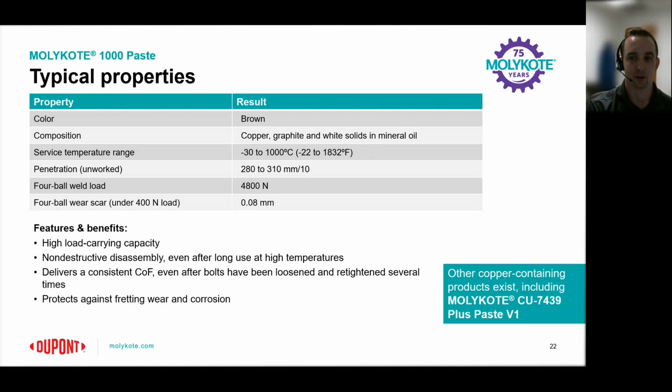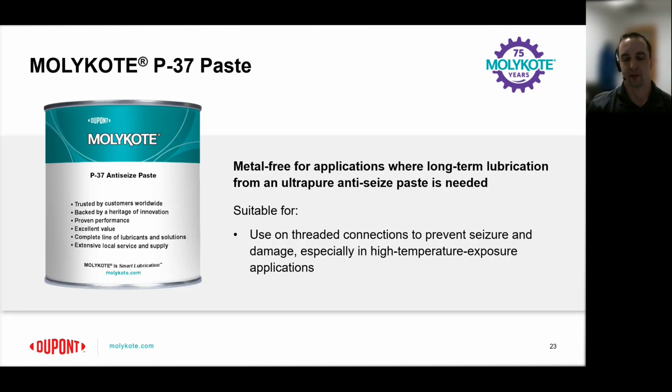Even after the bolts are loosened and retightened several times, it can do this and protect against fretting, wear, corrosion, and other important features for threaded fasteners. MOLYKOTE has other products that contain copper. These include the CU 7439 Plus Paste V1 and more. And then finally, for the 4 go-to products, we have the MOLYKOTE P37 paste.